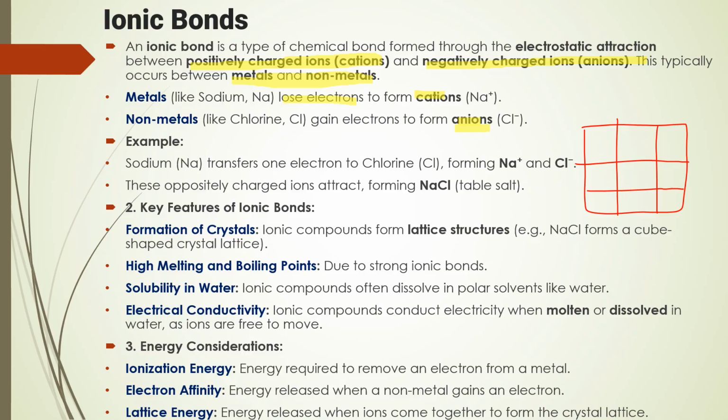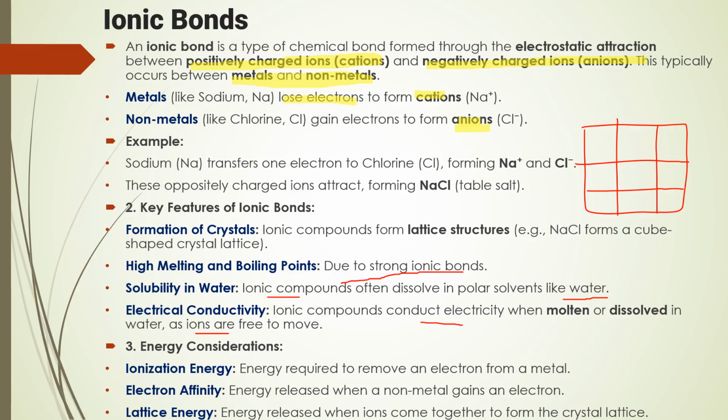High melting and boiling point. Due to strong ionic bonds, they have high melting and boiling points. Ionic compounds are often dissolved in polar solvents like water, so they easily dissolve in water. And electrical conductivity: they conduct electricity when molten or dissolved in water, as ions are free to move. So if they are in solid form, they will not conduct electricity. If they are in liquid form, they will conduct electricity easily.